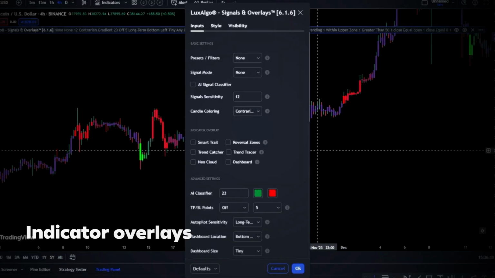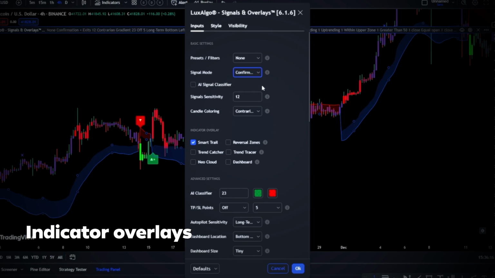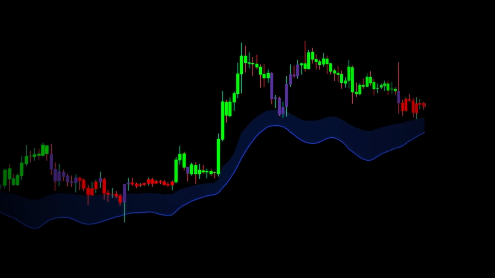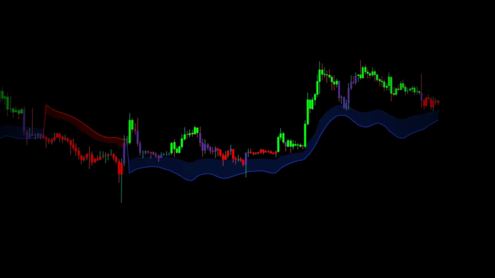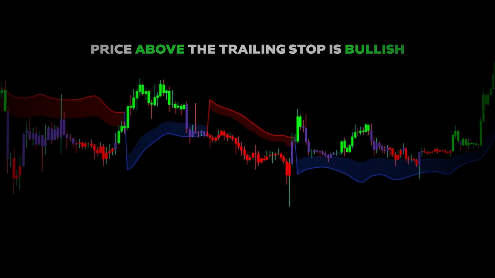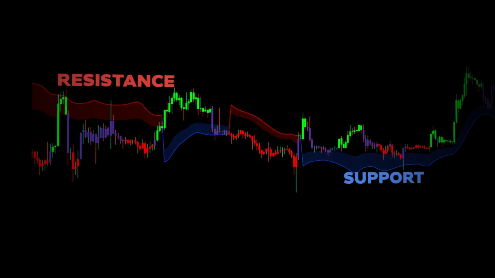Now we're going to take a look at the built-in overlays. This can give you various technical indicators in different formats. First, we're going to talk about Smart Trail. This overlay will give you a trailing stop that diverges from price in the presence of unwanted price variations. An uptrend is indicated when price is above the trailing stop, and in a downtrending market, when price is below that trailing stop. Support is marked in blue and resistance in red.